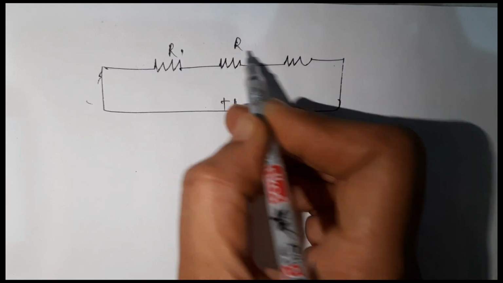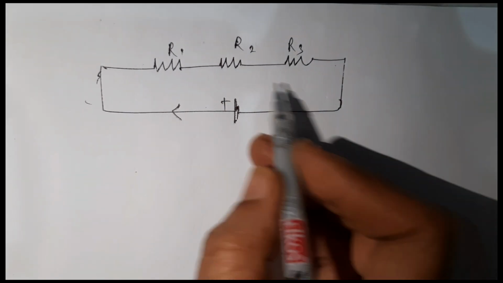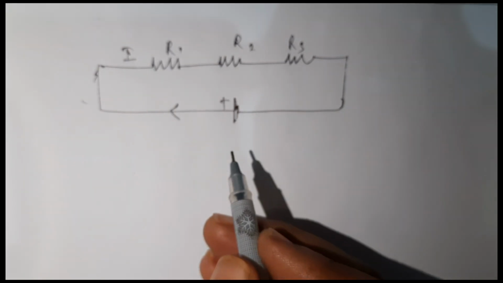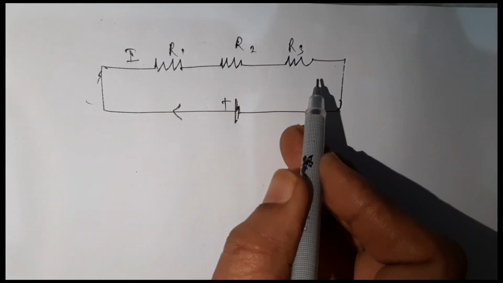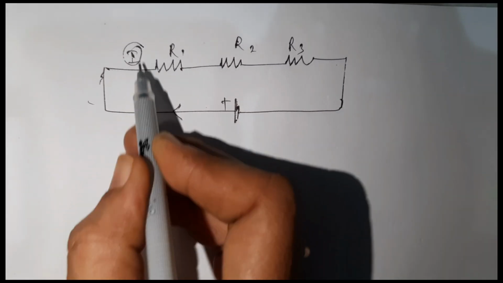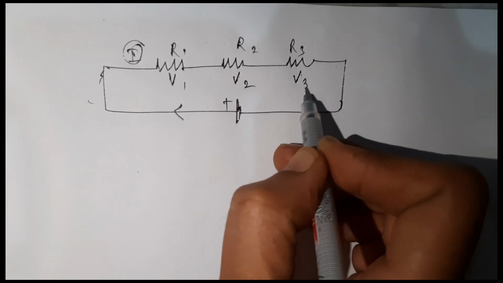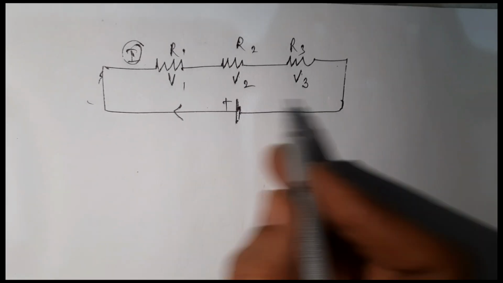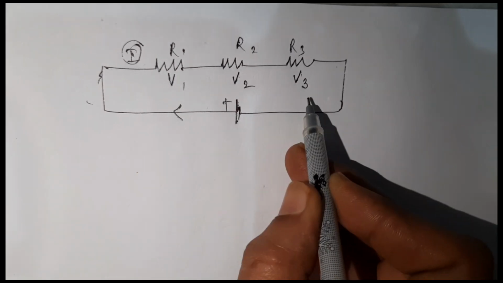Let three resistors R1, R2 and R3 be connected in series, and current I is flowing through them. When current flows through a series connection, the same amount of current will flow. This you need to keep in mind: same current will flow, whereas the potential difference across the resistors is different, that is V1, V2 and V3.